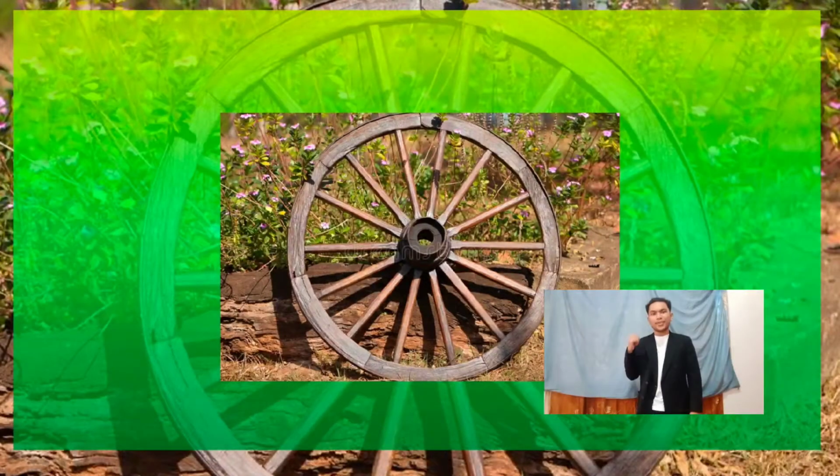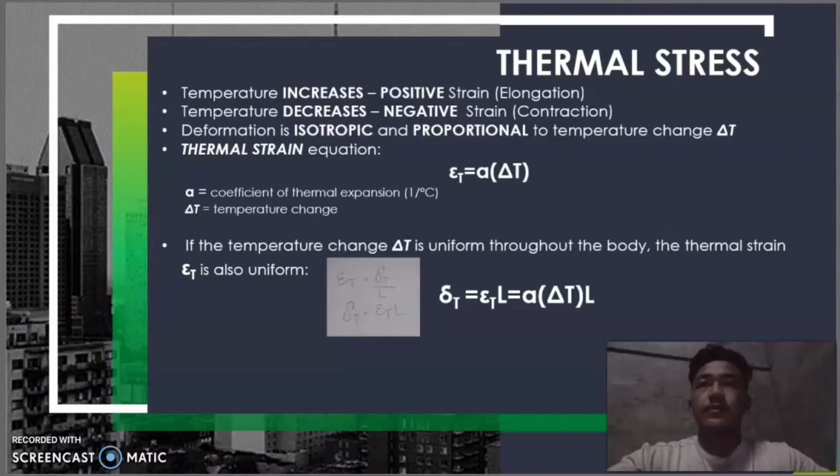Look forward to it. There are concepts that we need to know in order to understand and solve the problems that deal with thermal stresses. First, when temperature increases, it will produce positive strain which results in elongation or expansion. While if the temperature decreases, it will produce negative strain, meaning there is contraction. This deformation is isotropic, which means it is equal in every direction and also proportional to the change in temperature.